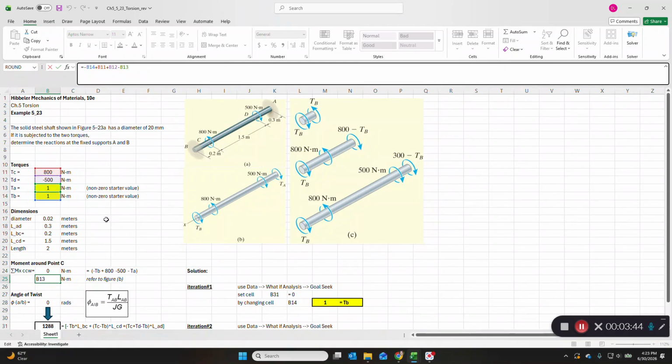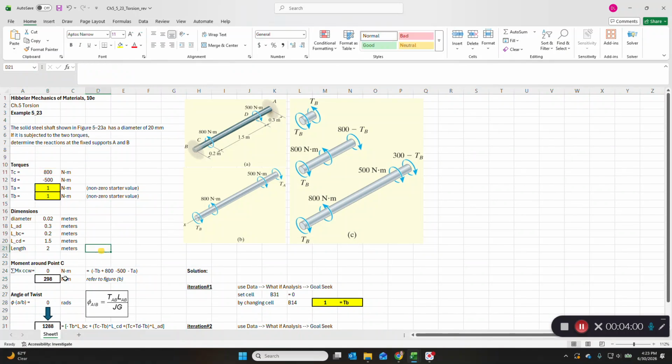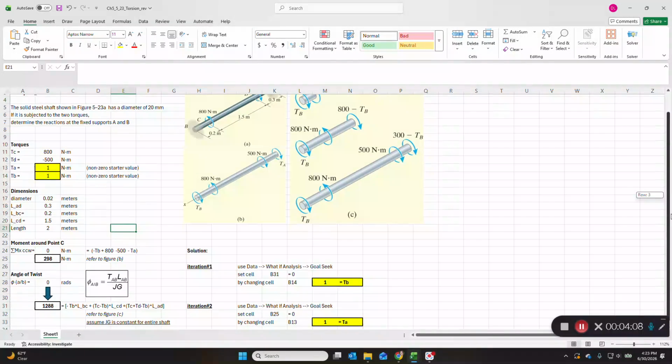So we have minus TB, which is minus 1, plus 800. That's going to give us plus 799 rather. Then we have minus 500. Okay, so that's going to give us 299. Then we have minus TA, which here is 1, which is going to give us 298. So it should be 0, it's 298. So you refer to figure B here. You see where we're going with this if you followed some of my prior examples from previous chapters.